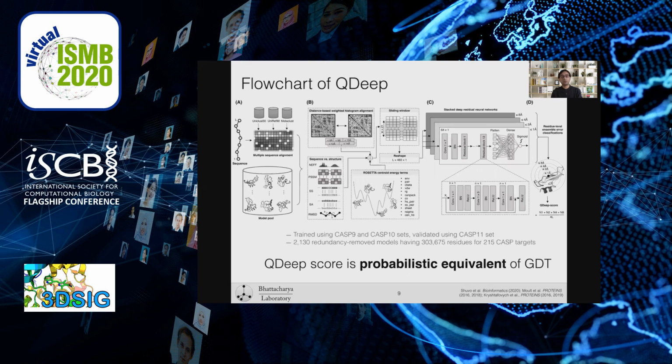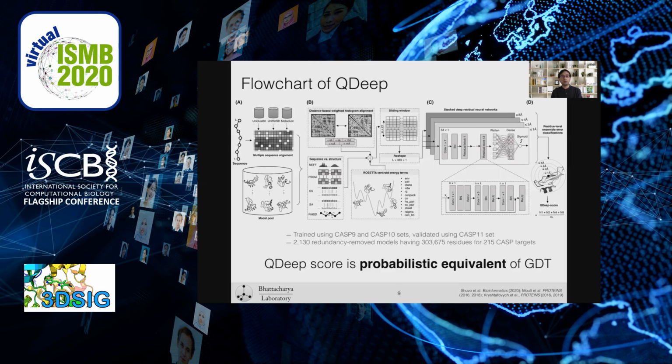Here we show the flow chart of QDeep. It has 4 major parts. In part A, from a given sequence, we generate the multiple sequence alignment. In part B, we extract features from the sequence and the model pool. The features include sequence and structure-based features and Rosetta centroid energy terms, which are more standard in quality estimation methods.